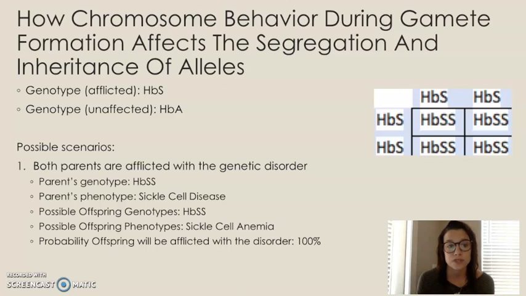So let's run through these 4 scenarios. First, both parents are afflicted with this disorder. So the parents' genotype will be HB capital SS, as will their offspring, because they are both affected with the genetic disorder. Both the parent and the offspring will show sickle cell disease, and the probability that the offspring will be afflicted with the disorder is 100%.